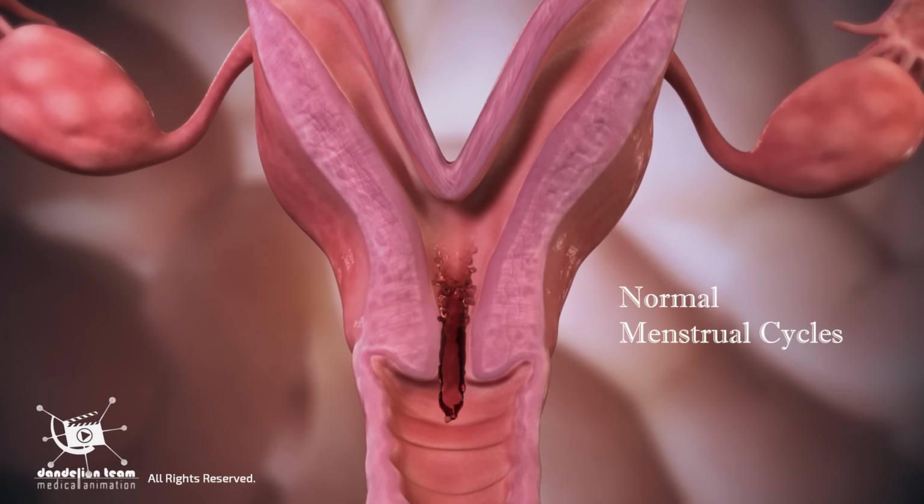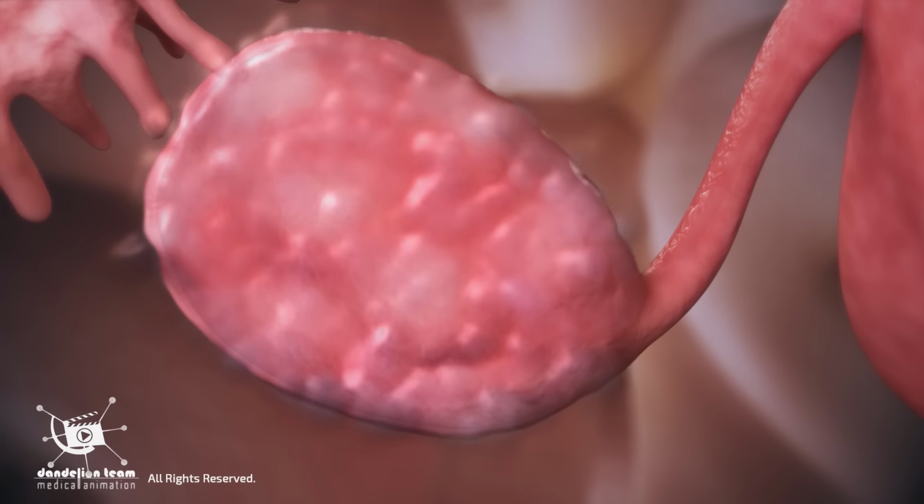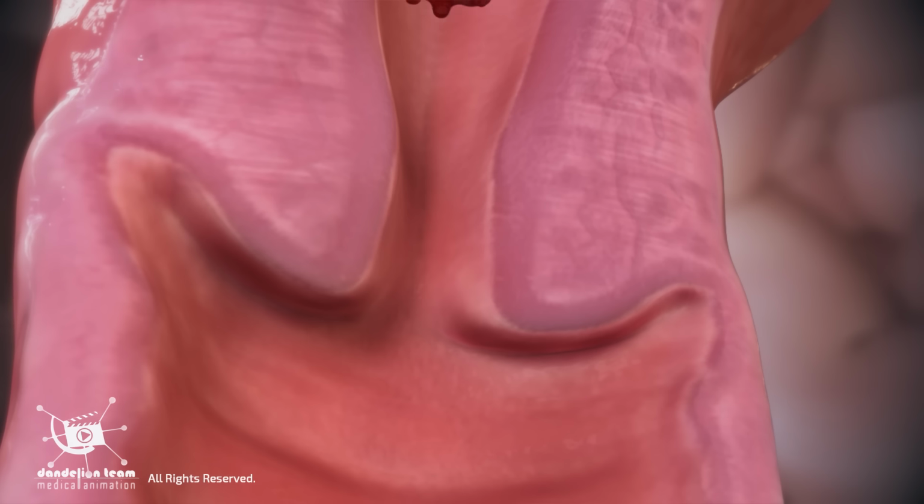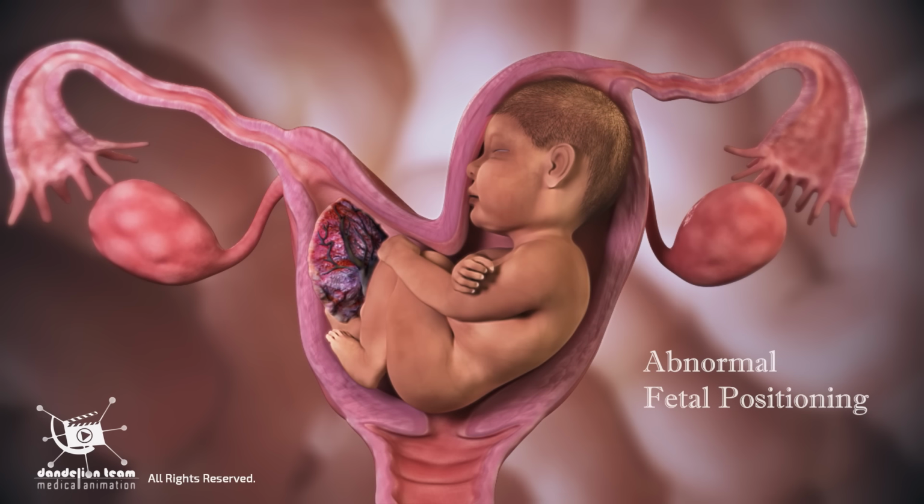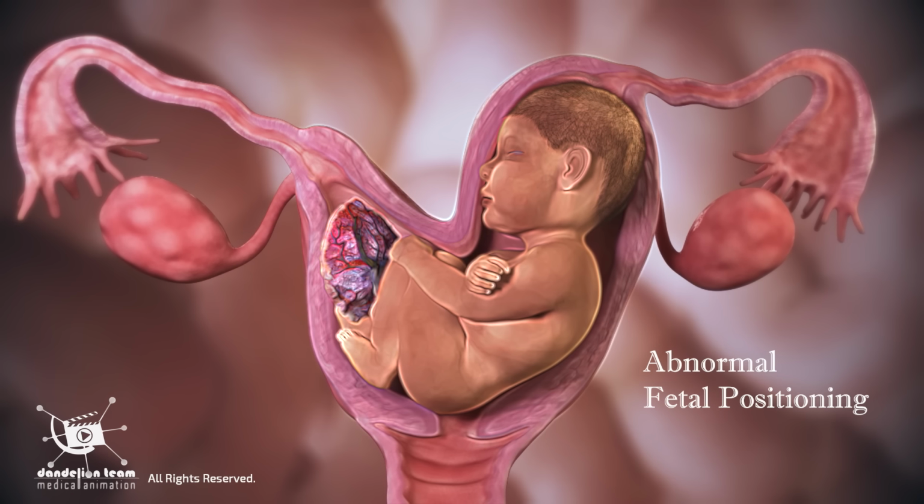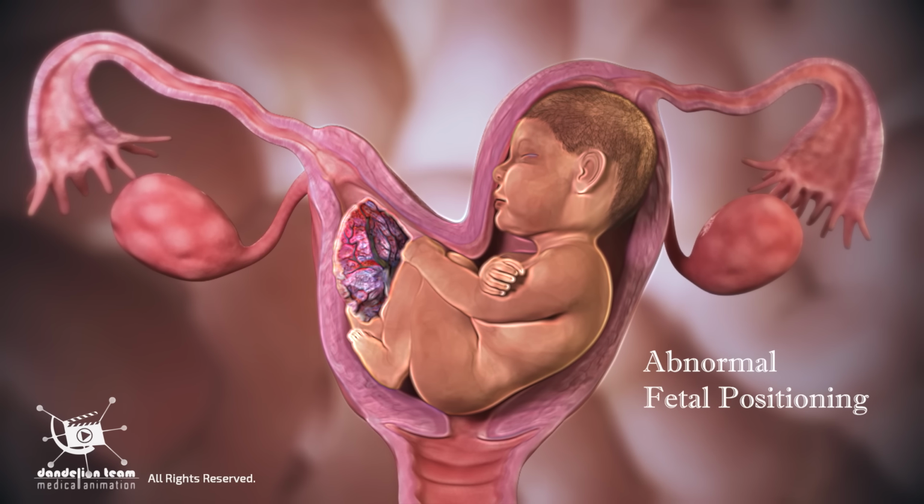Although many women with this condition have normal menstrual cycles and typical hormonal patterns, it may be associated with a higher risk of miscarriage, preterm birth, or abnormal fetal positioning due to the altered uterine shape and reduced space within each cavity.